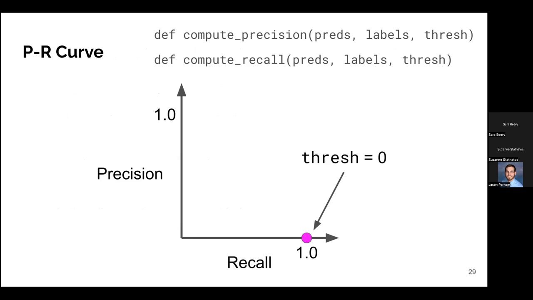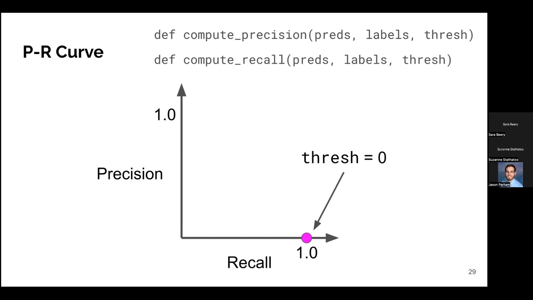So the first thing to think about is if we set the threshold to zero, then we're going to predict positives for everything. And then we're going to have perfect recall, right? Because for every positive example out there, we're predicting that it's positive. So recall will be perfect if you set a threshold of zero. And so we get this point on the x-axis over here.